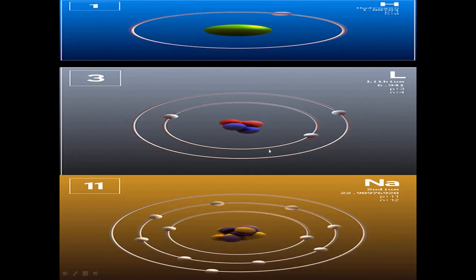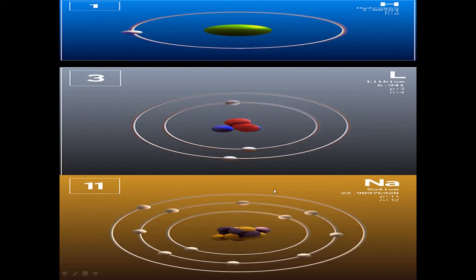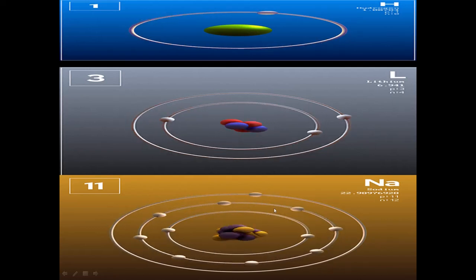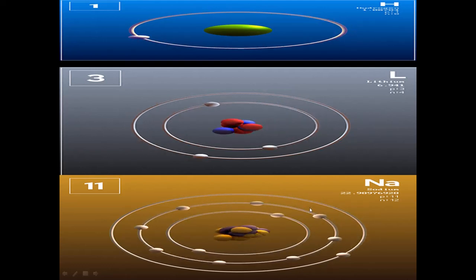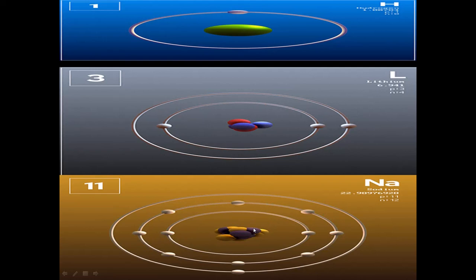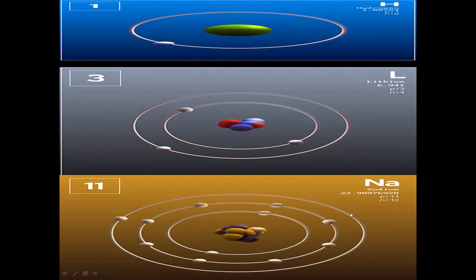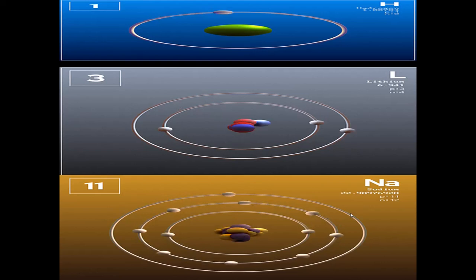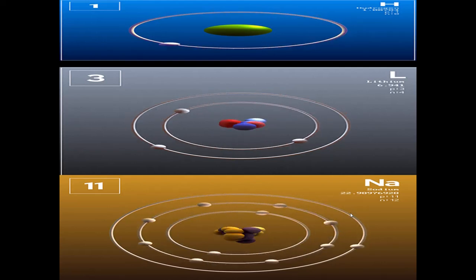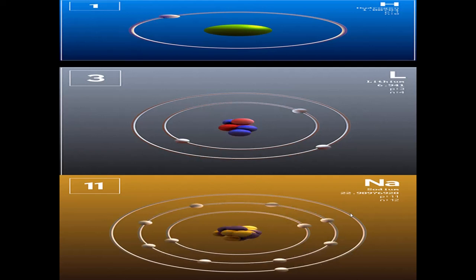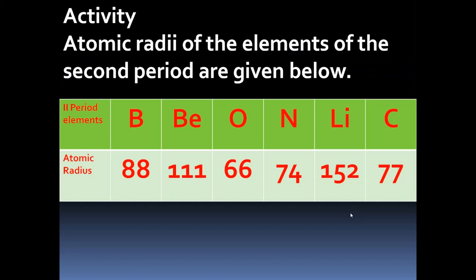As we move down the group, there is an increase in the number of shells. Since there is an increase in the number of shells, the distance also increases. The distance between the nucleus and the outermost shell also increases due to the addition of new shells. This is the reason why the atomic size increases as we go down the group.